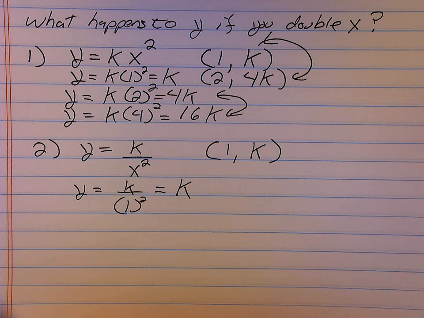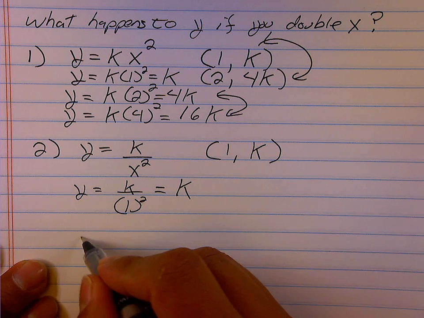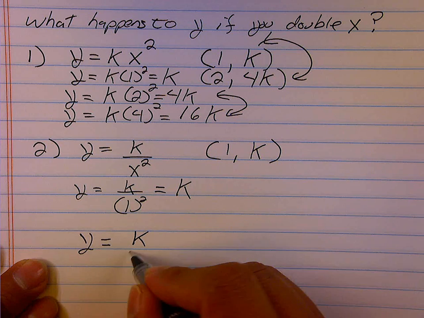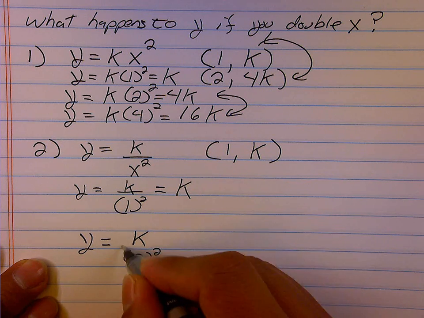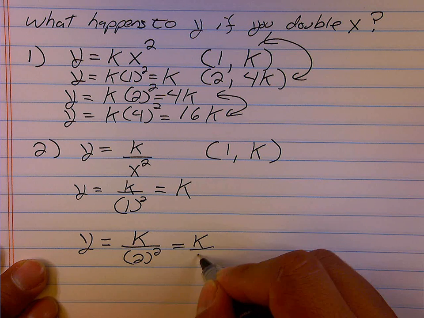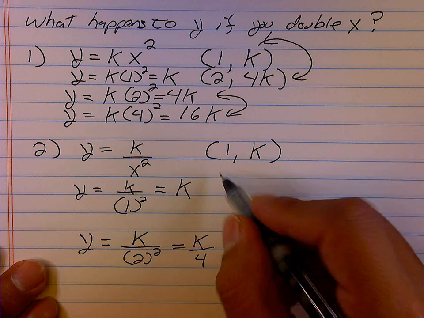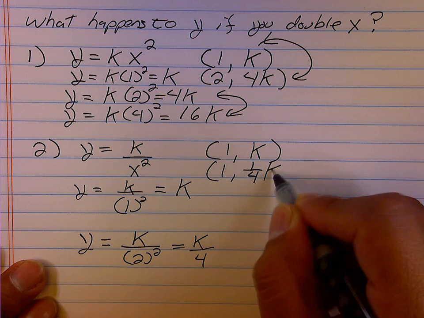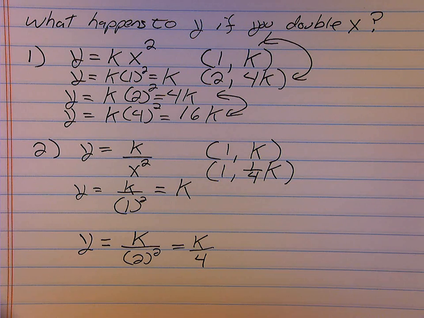I'm going to double the x and see what happens. I double 1, I get 2. When I simplify this, I can either write it this way or this way. Says the same thing. Yeah. When I double the x value, yes, that x value is supposed to be a 2 there. Thank you.